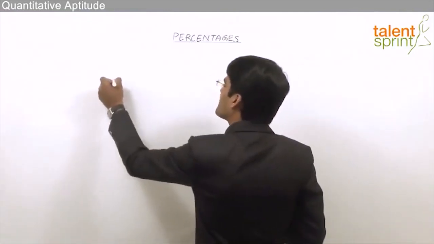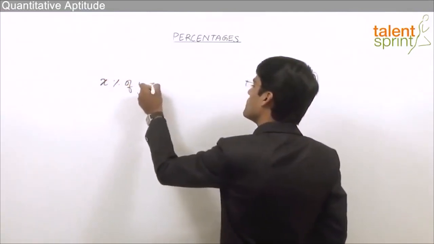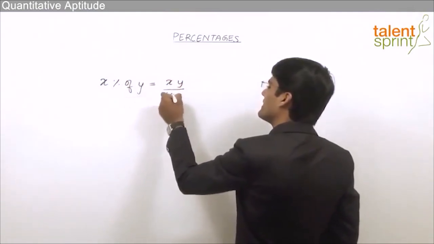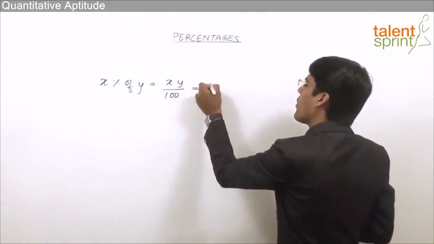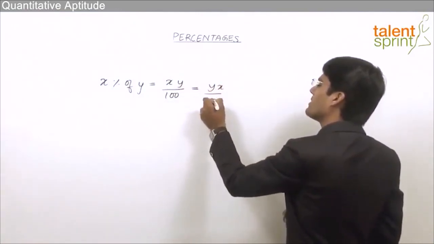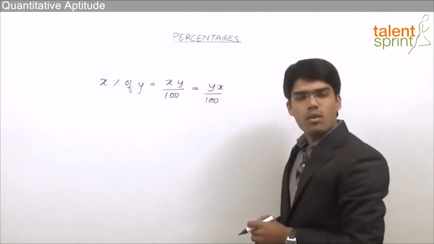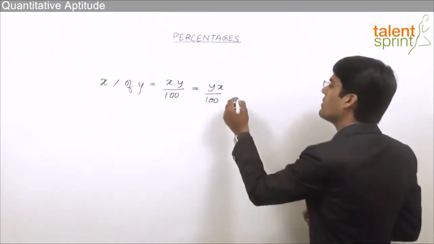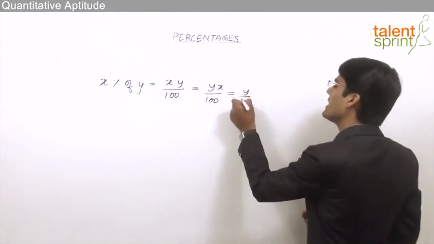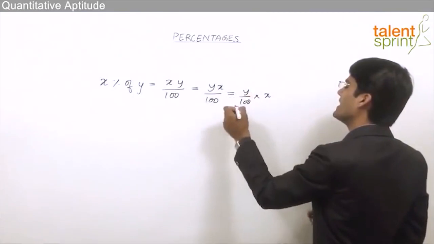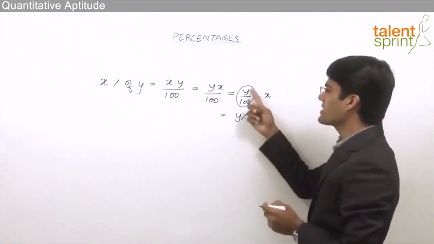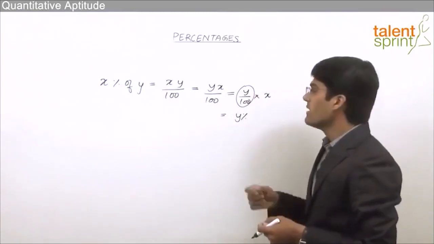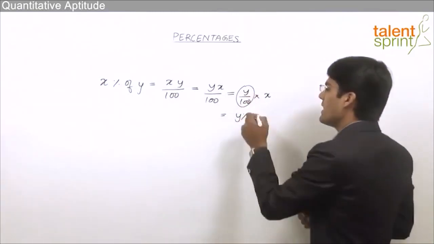We know that x% of y is equal to xy by 100. Now xy by 100 can be taken as y into x by 100. Why? Because x into y is same as y into x. And now if we try to split it as y by 100 into x, we can take it as y%, since y by 100 is nothing but a fraction where the denominator is 100. So we can take it as y% into x.